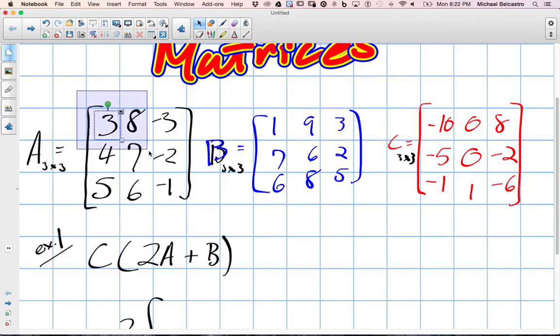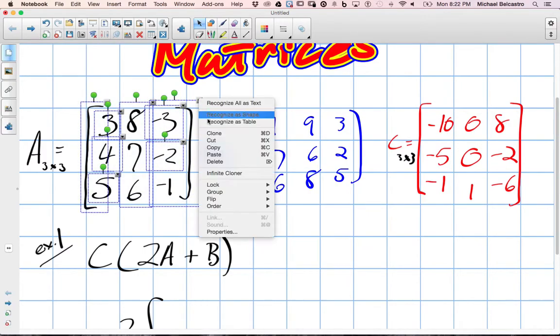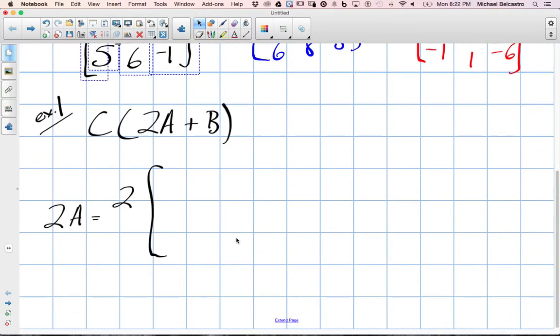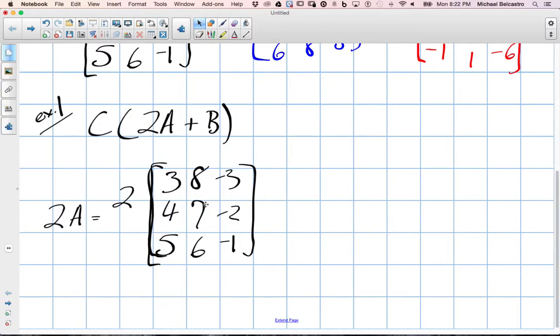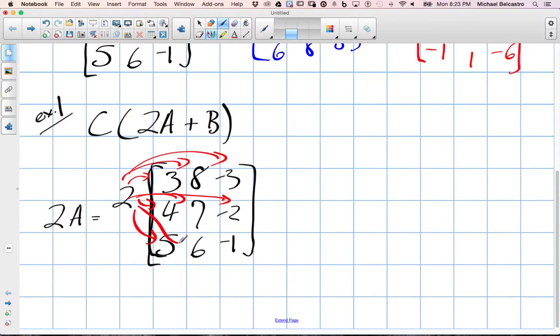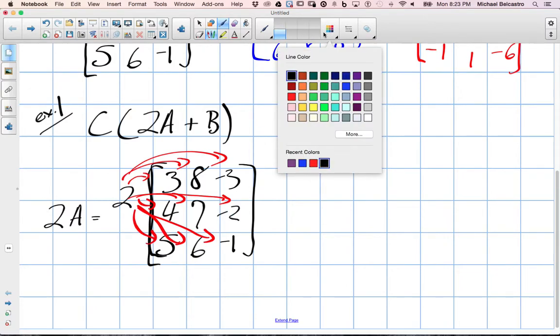Okay, so 2A is the idea of we're taking the number 2 and we're multiplying. I wonder if I can just copy this. Oh, perfect. We're going to multiply 2 by every single value in there. So if you remember your distributive property, think of this like 2 has to go by every single number within. Okay. So pretty straightforward when it comes to the actual carrying out of it.